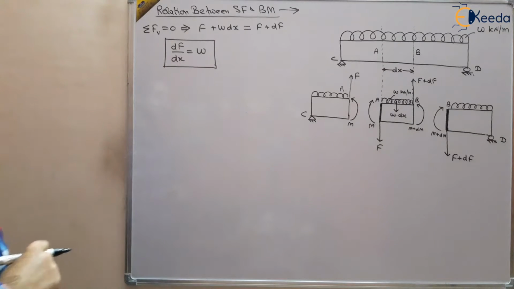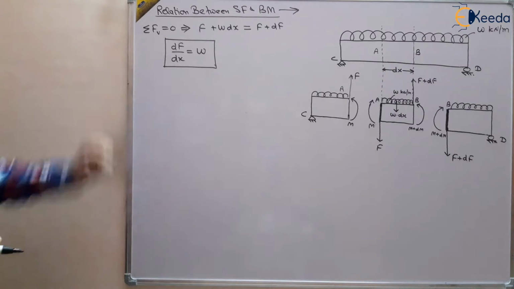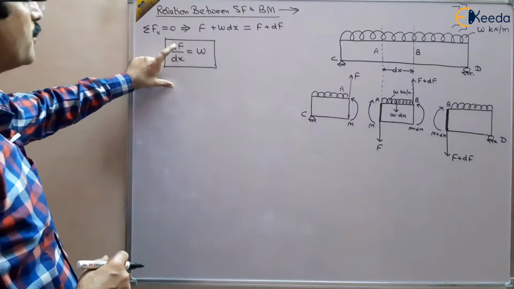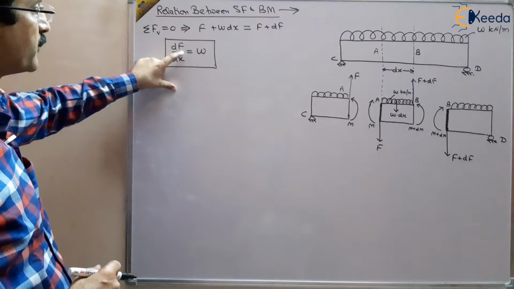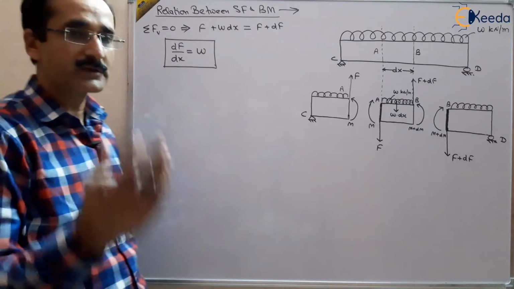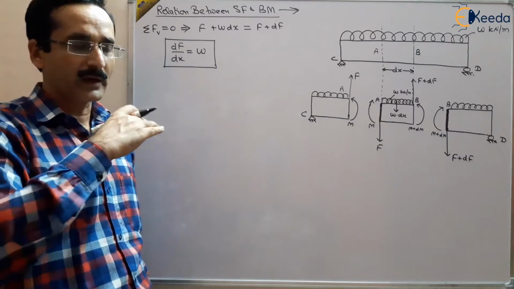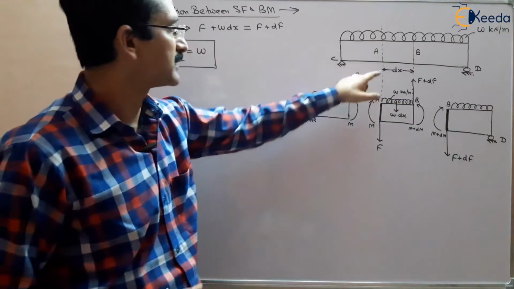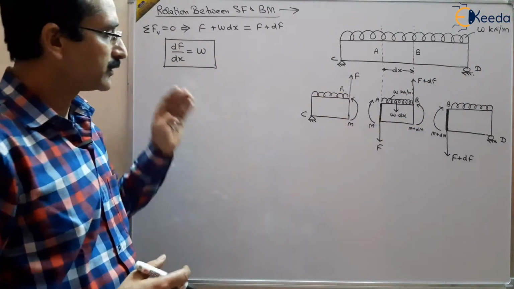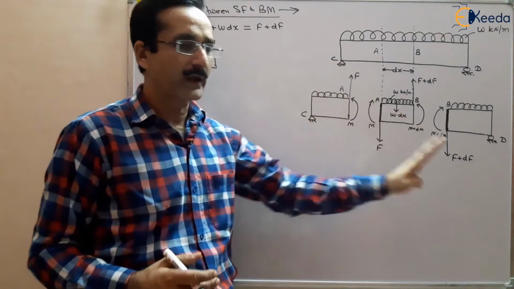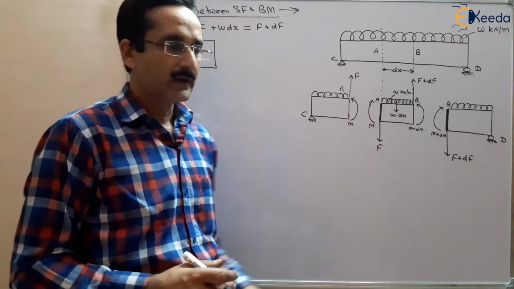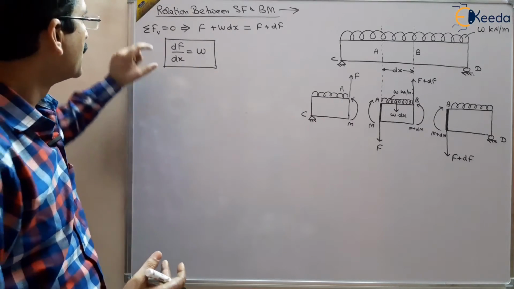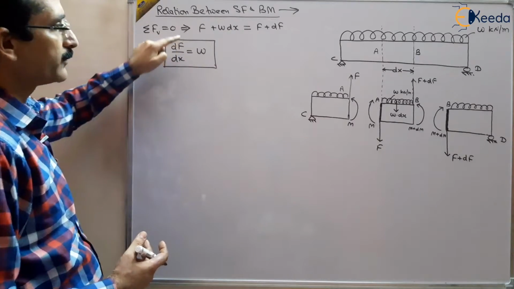dF by dx is equal to w. And what is dF by dx? This is the slope of the shear force diagram. What is the shear force diagram? It is the diagram drawn against the distance x. We are taking this distance x, and at a distance x we have taken this dx. Taking the length on the x axis and the shear force on the y axis, that will be the shear force diagram. Now this is the slope of the shear force diagram.